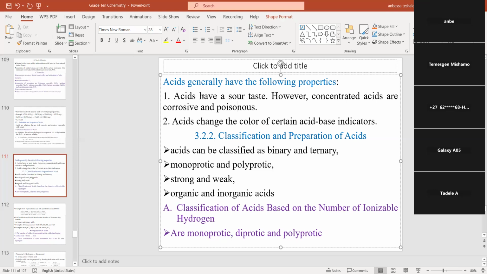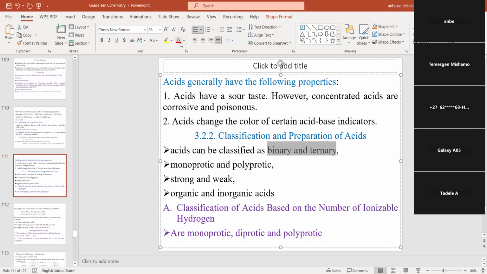As I have told you before, ቅድም እንዳየነው ነው። ዩኒቨርሳል ኢንዲኬተርን ፌኖፈታሊን ሚታይል ብሉ ሚታይል ኦሬንጅ አሲድ ውስጥ እንዴት ይቀየራል የሚለውን ቅድም አይተናል። ክላሲፊኬሽን and preparation of acid ክላስ እንዴት ነው ክላስ የምናደርገው እንዴት ነው አሲድ ማዘጋጀት የምንችለው? So most importantly acid are classified into two, that is a binary acid and ternary acid.